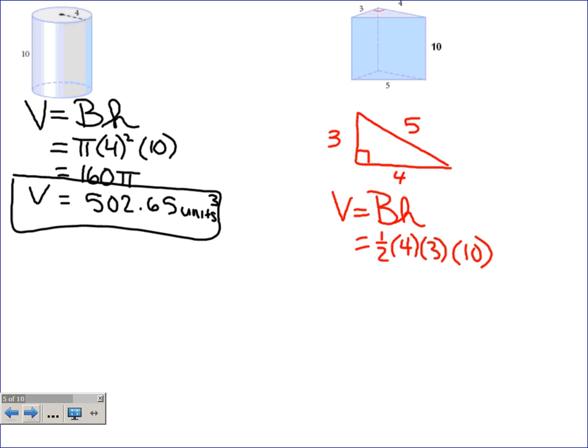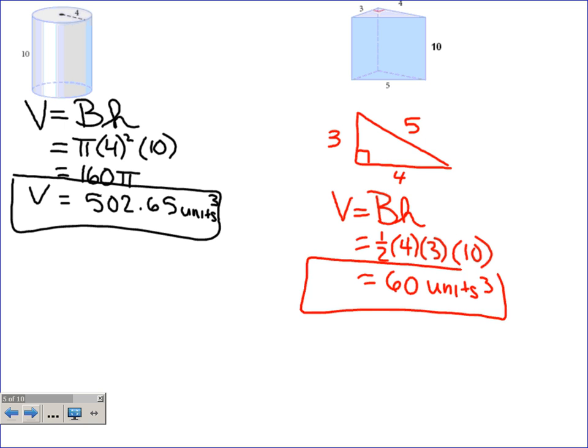Perfect. So 3 times 4 is 12. Half of 12 is 6. 6 times 10 is 60. No calculator needed. And we'll say cubic units, right? That's just math right there. Simple. Done. Moving on, we got some more, right?